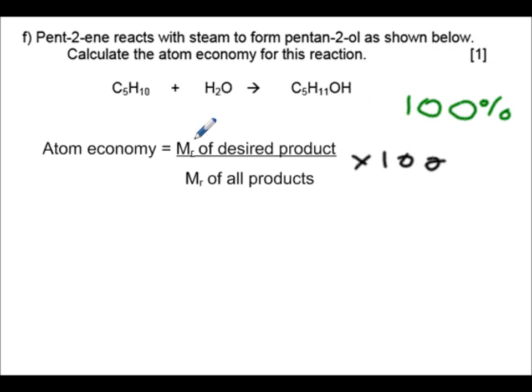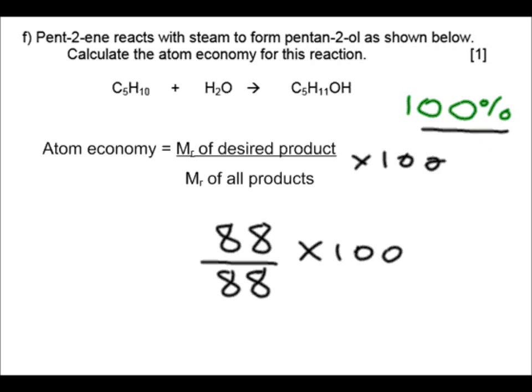In this case, the MR of the desired product, if we add up 5 times 12 plus 11 plus 16 plus 1, the MR is 88. Now this is the only product we've got, so it would be 88 divided by 88, which is 1, times 100, which would give us 100%. It's always useful to show your working, even if you do only have 1 product, because it shows that you know what you're talking about. And it's also getting into good habits for if you've got a more difficult question.